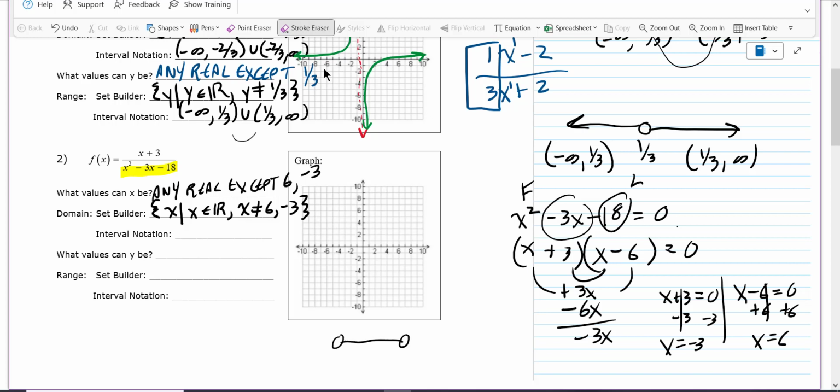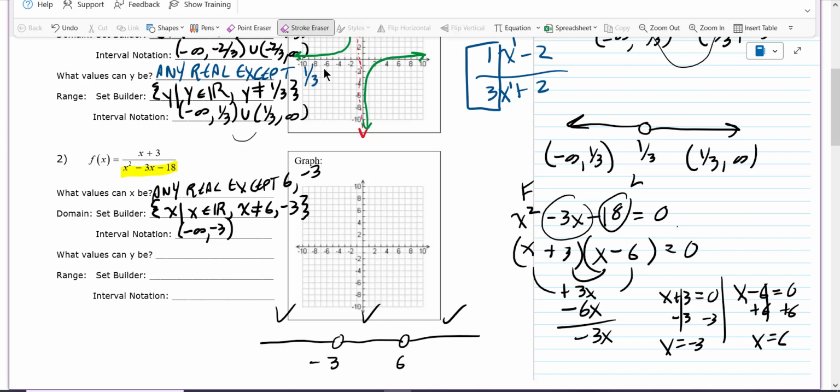And sometimes drawing a picture helps students reason this out. You've got 6 and you've got negative 3. You have to name these three intervals. So what you do is, you're going to be less than negative 3, so you're going to say negative infinity to negative 3 with parentheses. Okay, that's how you say everything's below negative 3.